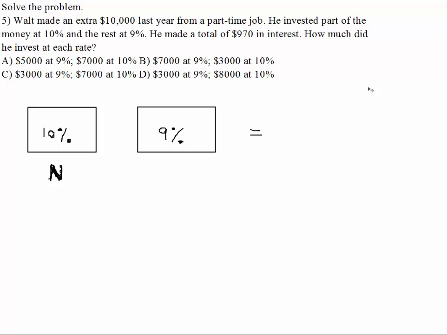I only have $10,000 to invest here. As part of that money goes to the 10% account, which I'll call N, the rest must go to the other account, right? How do you write that mathematically?